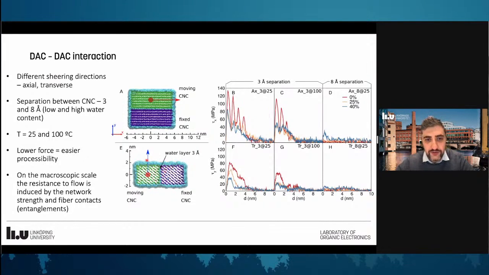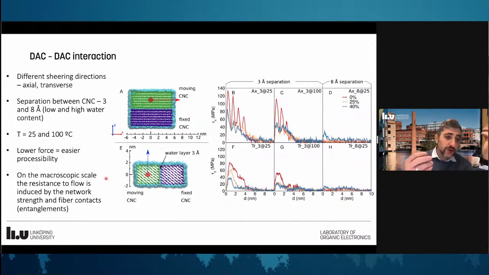When we look into the transverse direction of shearing, we see that again, of course, native cellulose has the highest force, and it decreases gradually at 25 and 40, and even more when we increase the temperature to 100. Of course, when we increase the water content or the distance between them, it's practically zero. It was interesting to see that more or less for 25 and 40% in this case, the shearing force is the same. And here we see some difference with the increase of the concentration.